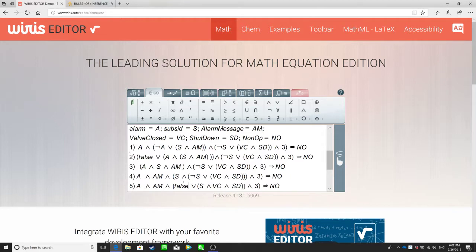All right, what do we see here? It's a false or something. False or something becomes something. So false, we can just remove it. False or something becomes something, right?